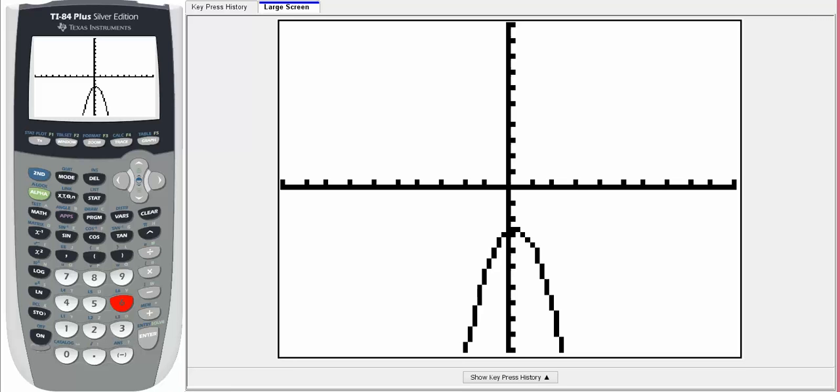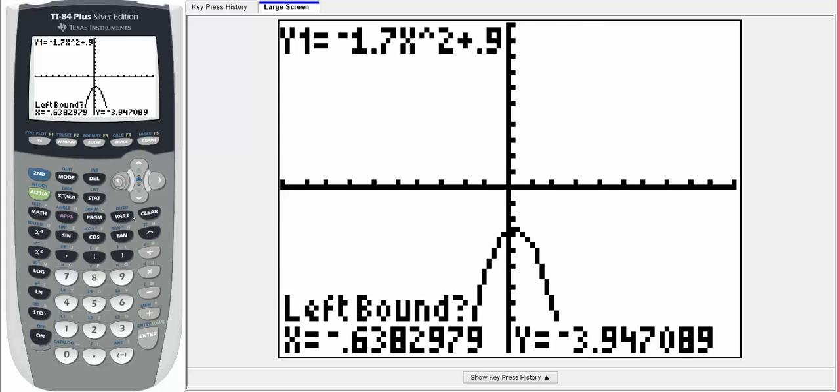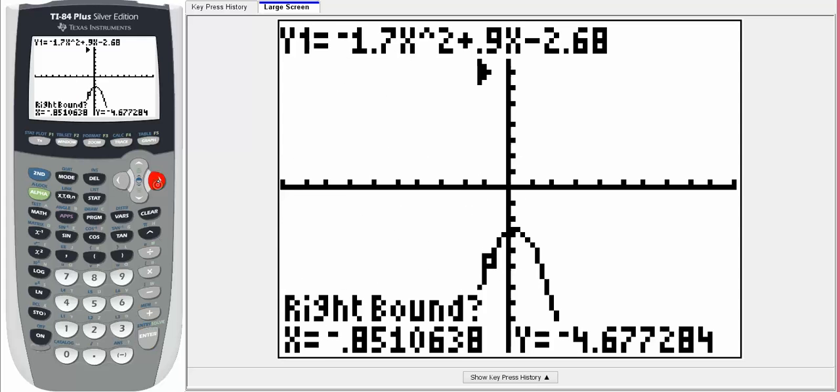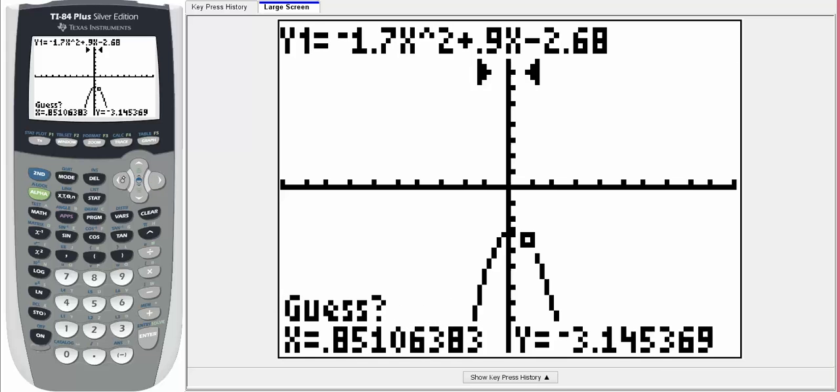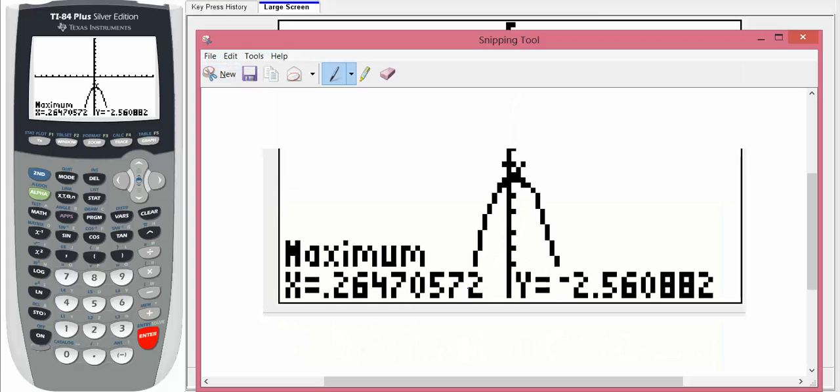But if you want to find the vertex, everybody, second calc, remember? And then what one do you use? Maximum for this one, because it's facing down. So left bound, you go enter. Right bound. Okay, so I go to this right here, press enter. How many people got something like that?